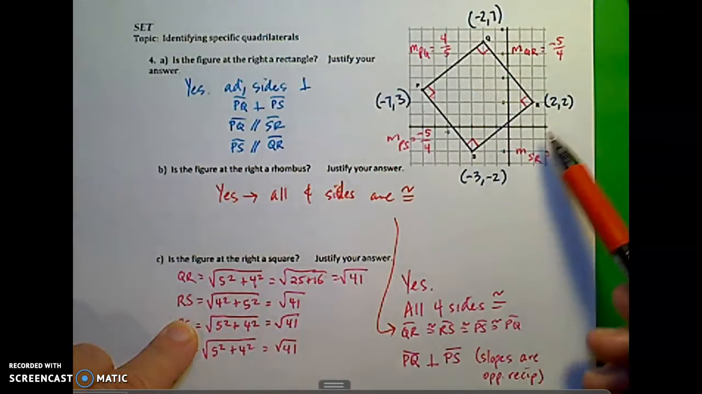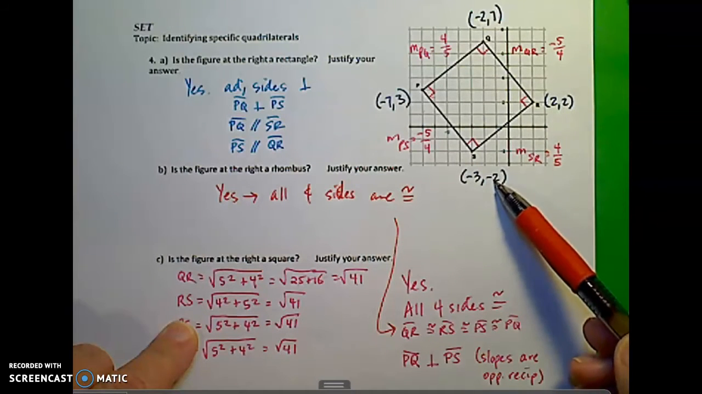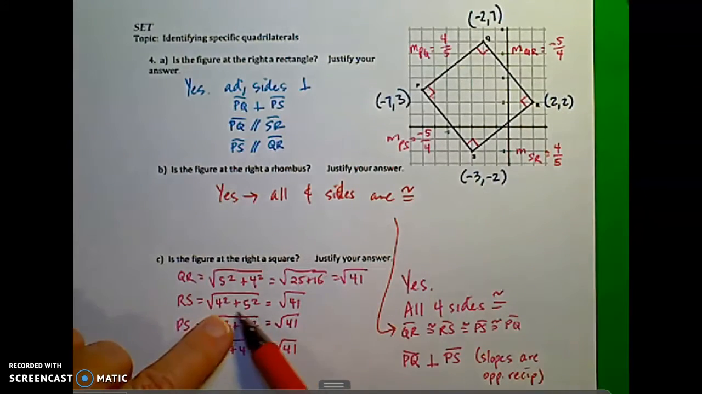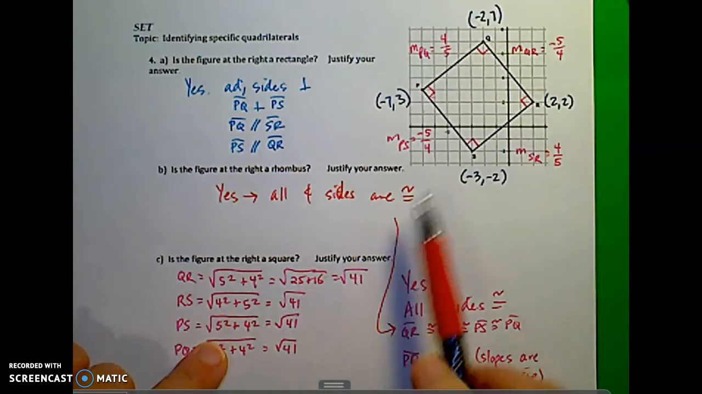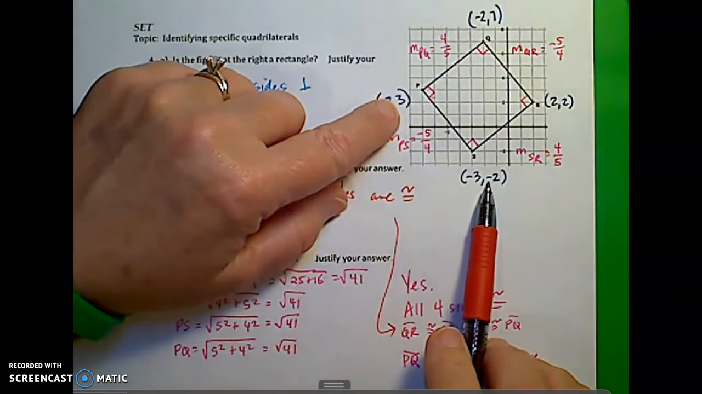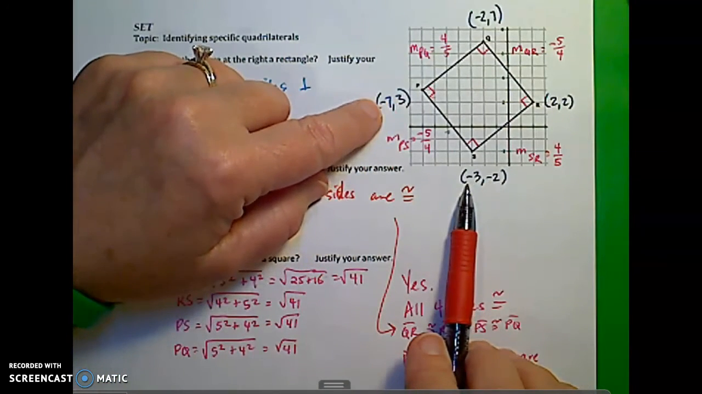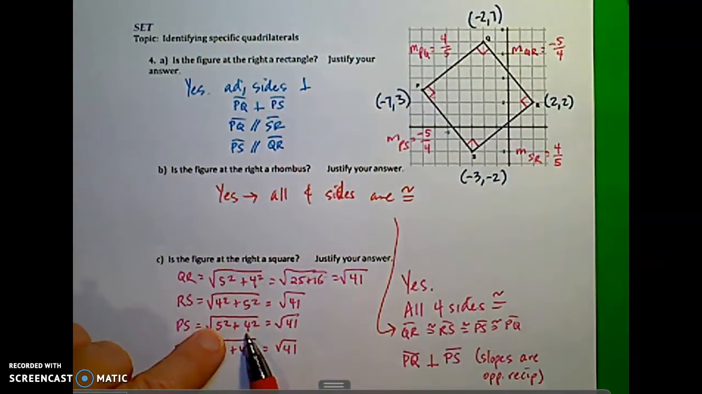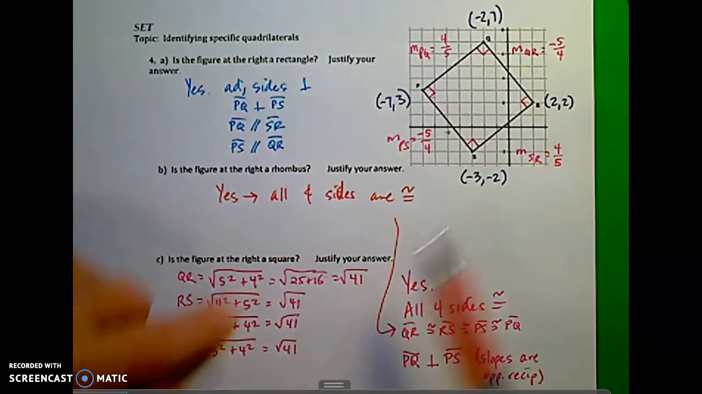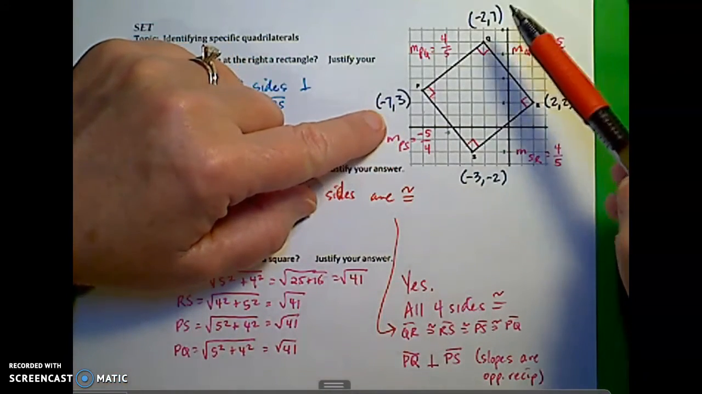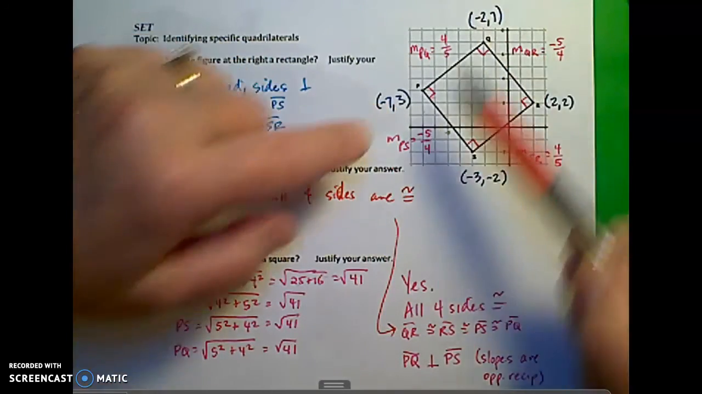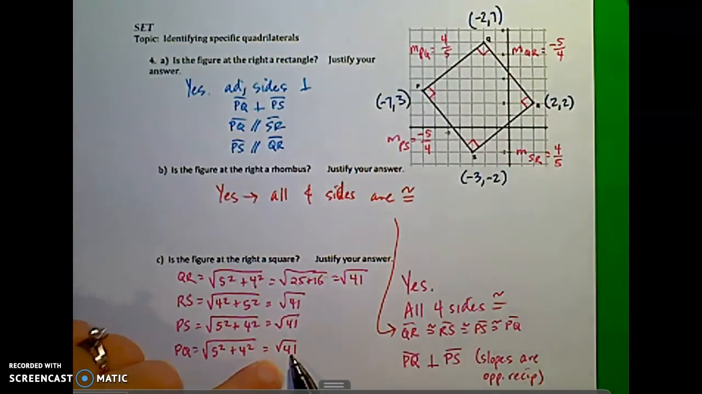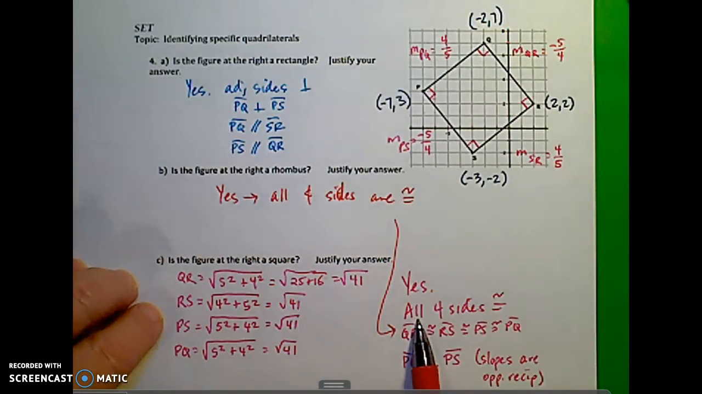RS, down here, difference in the y's is 4. Difference in the x is 5. Square both of those, you still get square root of 41. PS, difference in the y's is 5, difference in the x's is 4. Same pair of numbers. Square root of 41. And the final side, difference in the y is 4, difference in the x is 5. Same answer. All four sides are congruent.